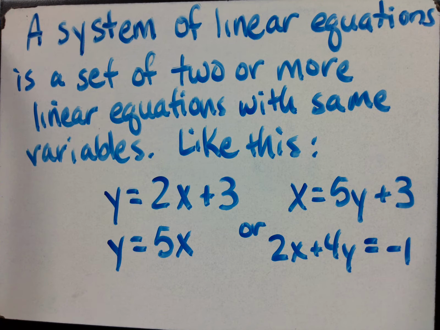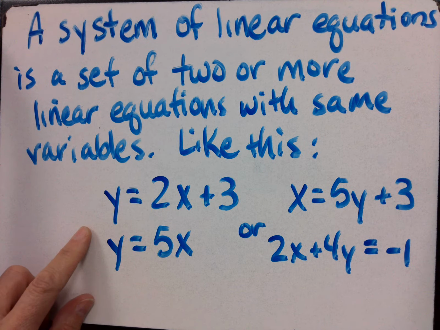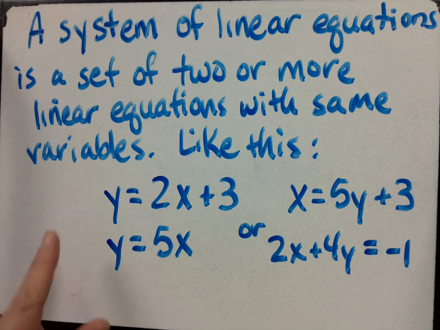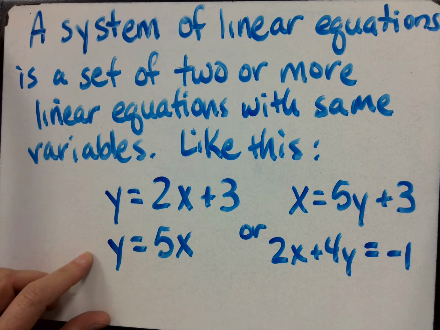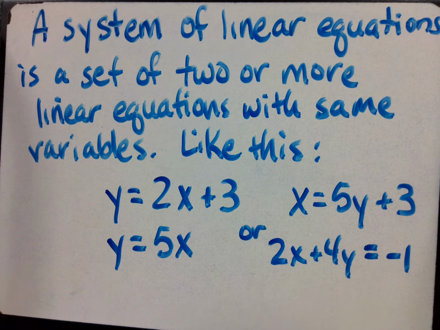Okay, everybody, this is a little mini lesson on how to solve a system of linear equations. So first off, a system of linear equations is a set of two or more linear equations with the same variables, like these examples here. This one, the y's are by itself in both forms, so these are in slope-intercept form. These two, neither one is in slope-intercept form, but you can use these just like they are when you solve systems, and I'll show you how in this video.